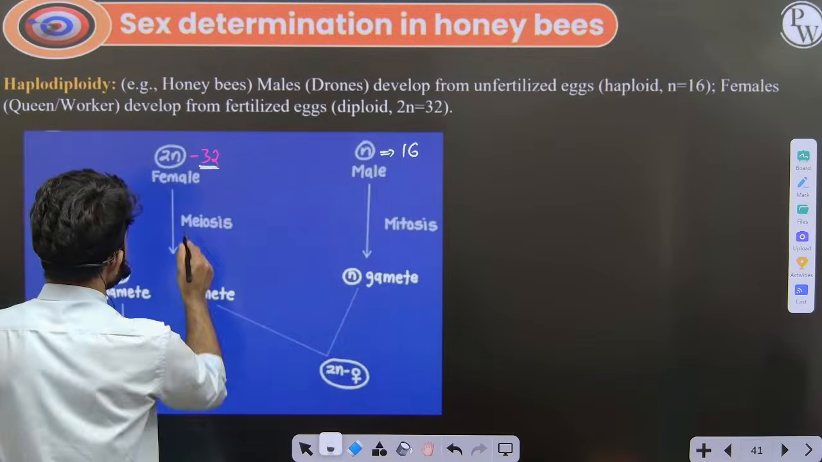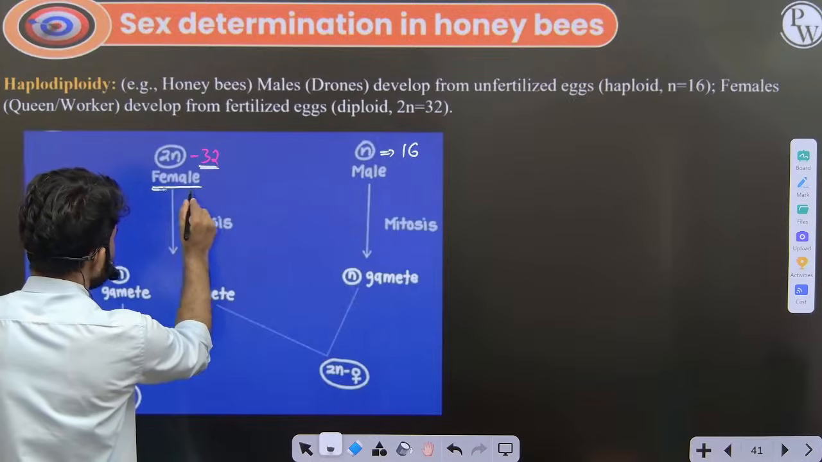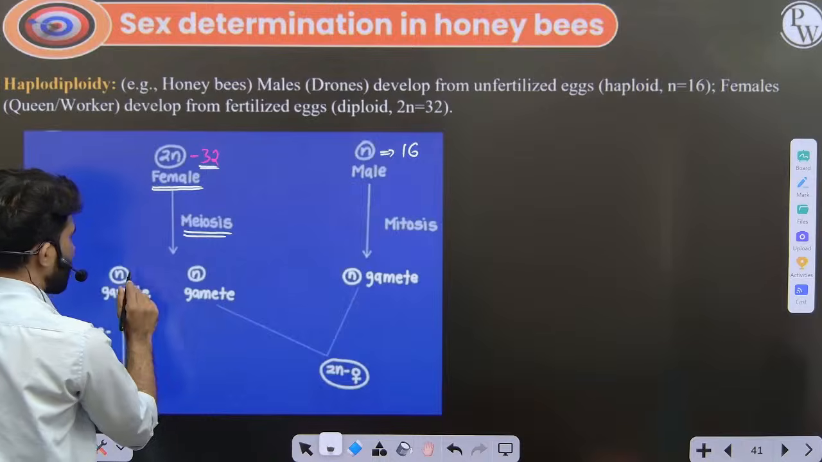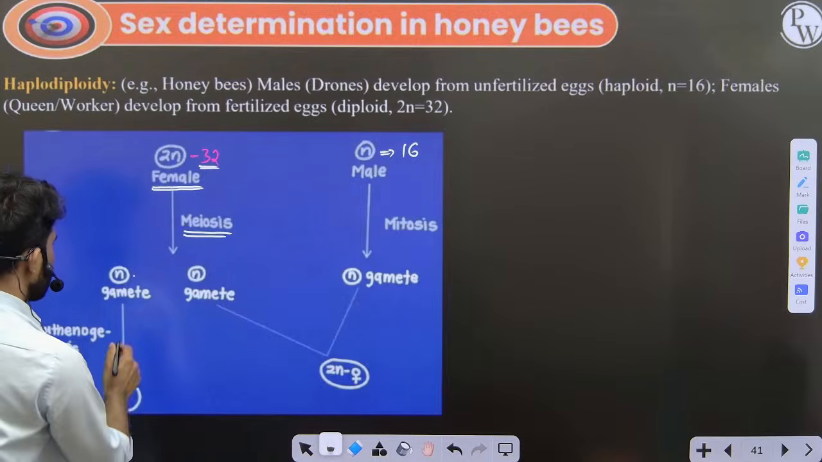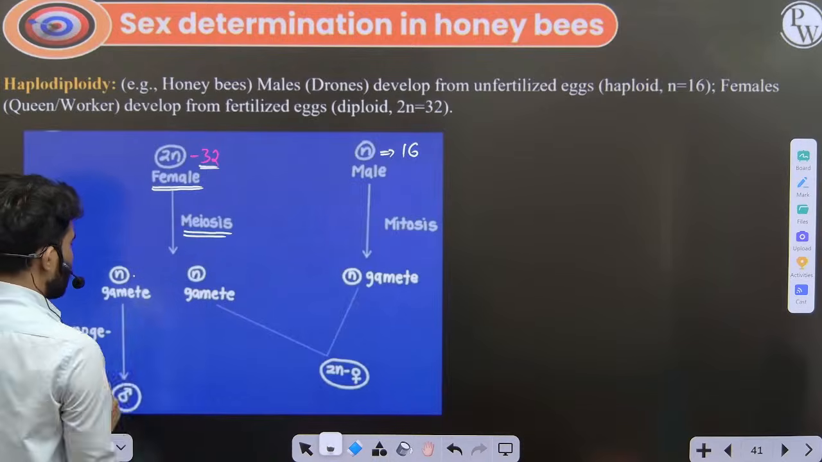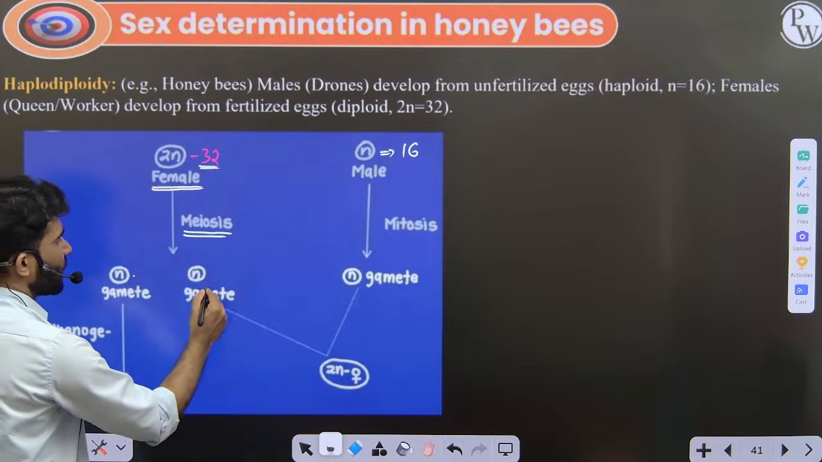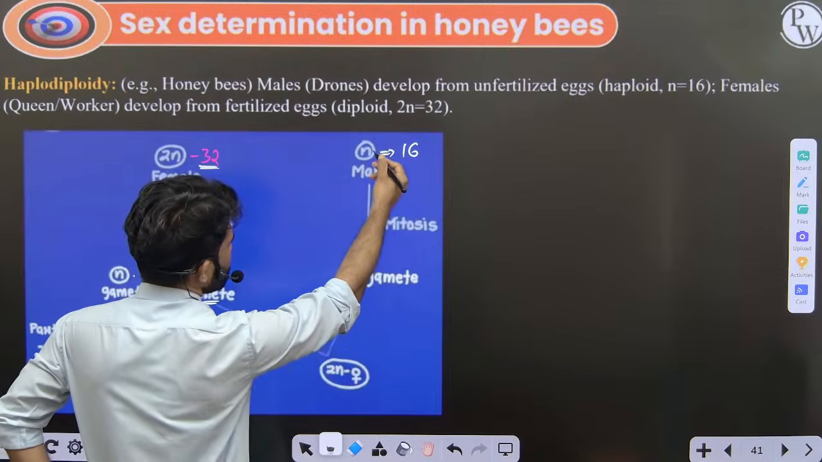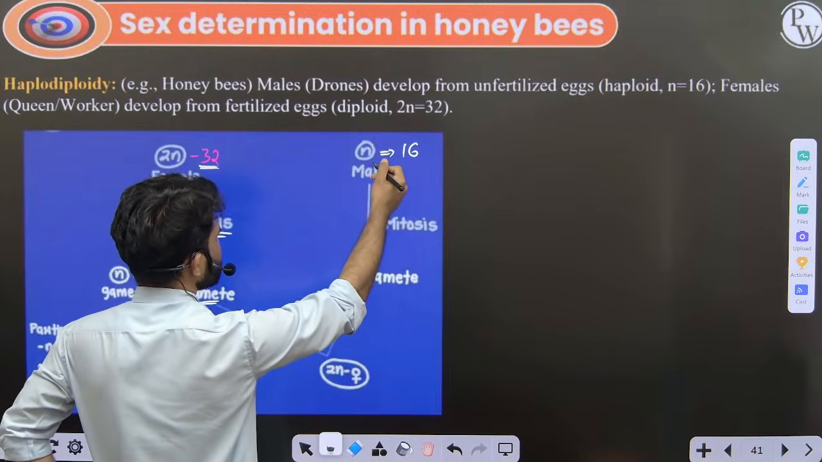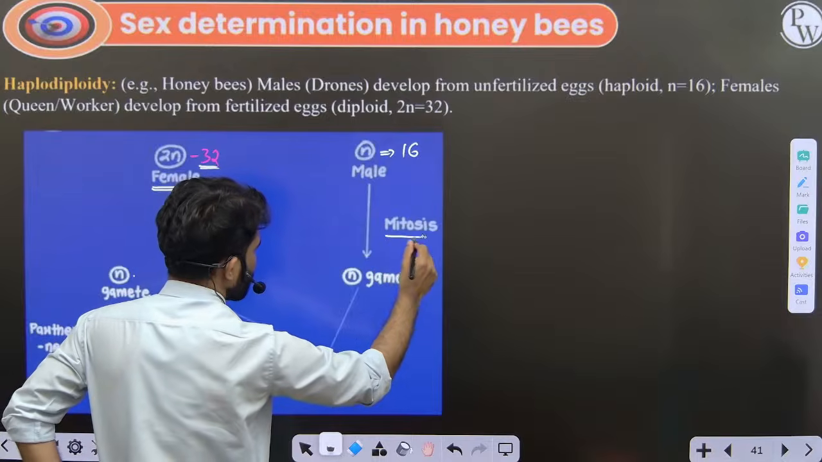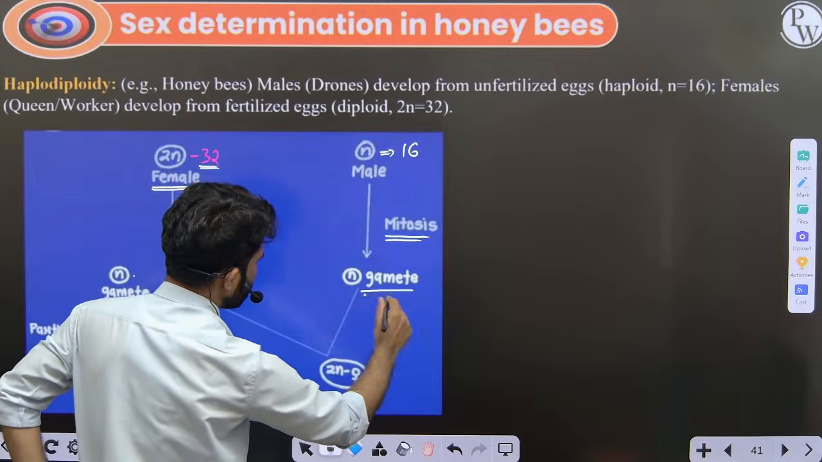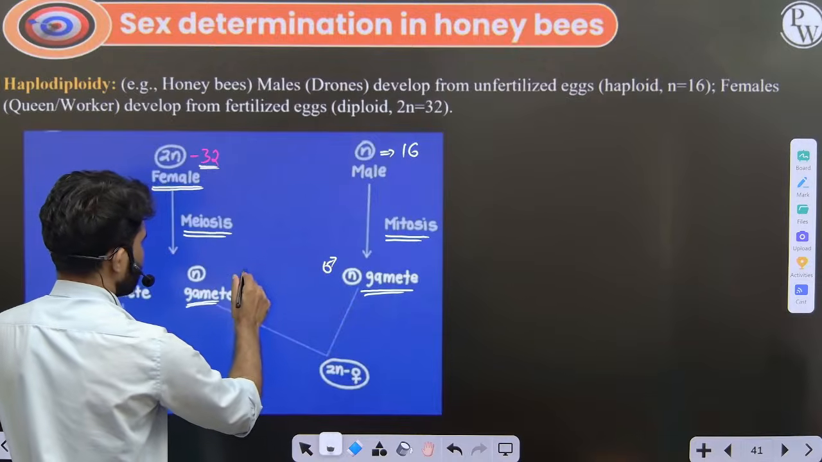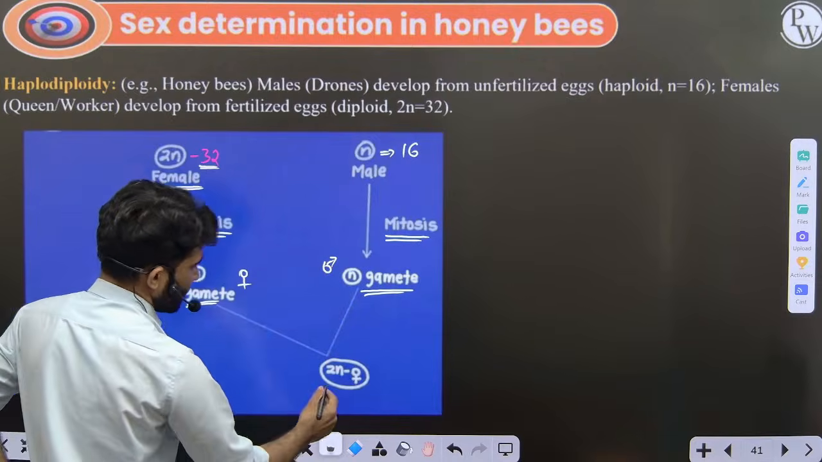What happens is, the female produces gametes through the process of meiosis, producing haploid gametes. When one female gamete fuses with the male organism, the drone, which undergoes mitosis, again it will produce male gametes. So this male and female gamete will combine.